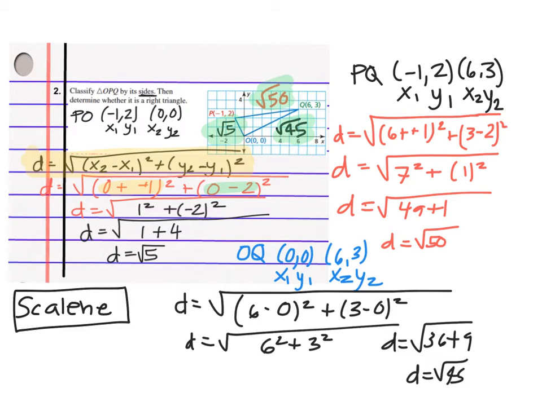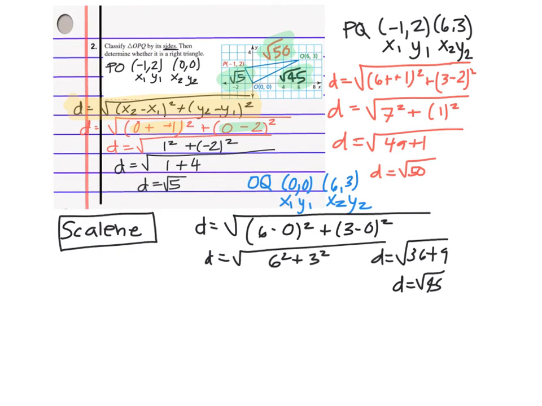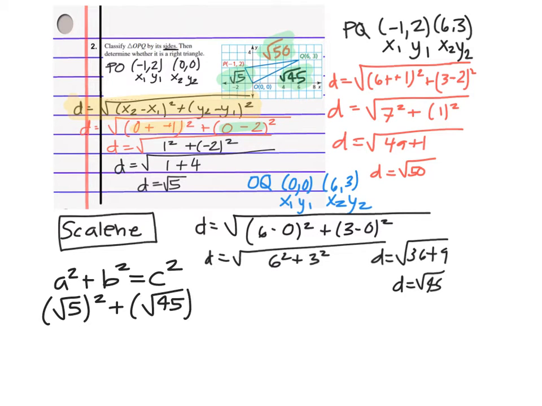The second part of the question asks if it is a right triangle. So I'm not sure if your teacher covered this last year or not, but to tell if a triangle is right, you use what's called the Pythagorean Theorem, and you do a squared plus b squared equals c squared, and c is your biggest side. So I'm going to put in my side lengths. I'm going to put in square root of 5 squared, square root of 45 squared, and square root of 50 squared.